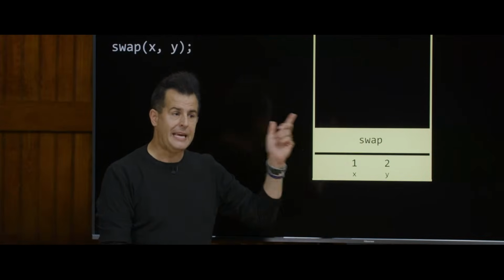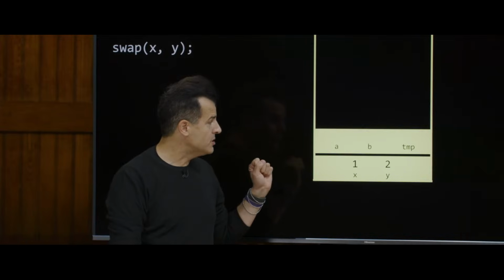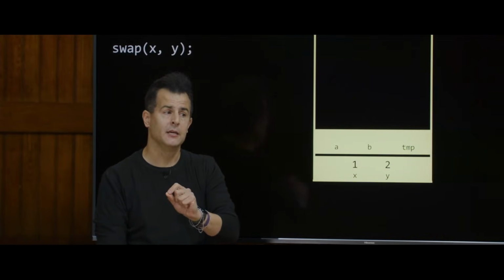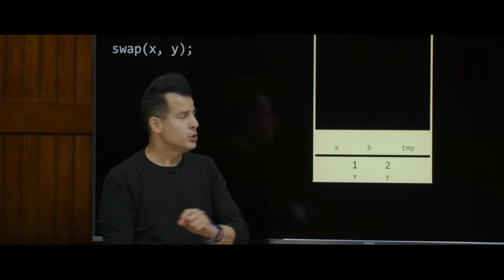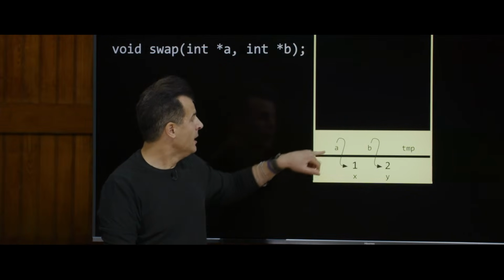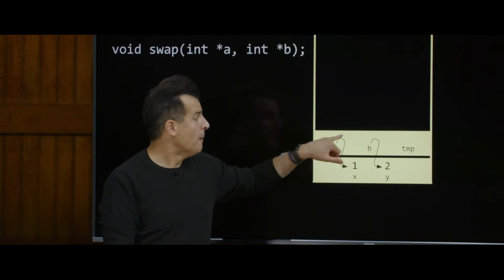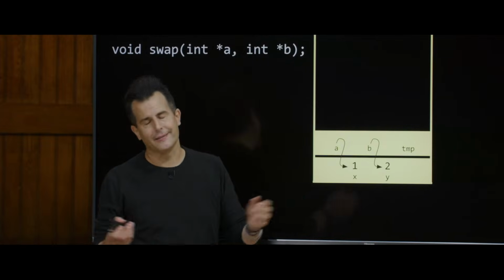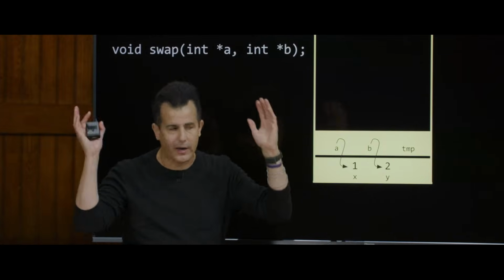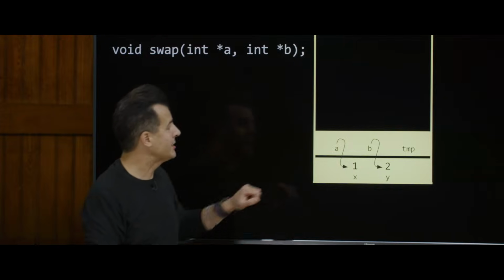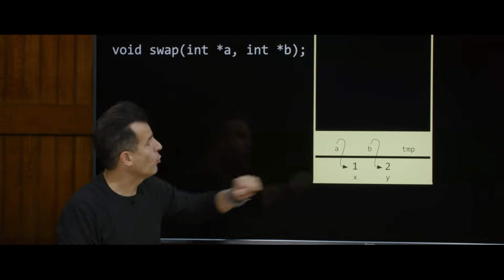Swap gets called. It now gets the values of the address of x and the address of y. So pictorially, we might draw that as follows. A is pointing to x. B is pointing to y. I mean, technically, it's like 0x123 and 0x12 whatever. But who cares? We're just going to abstract it away now with actual arrows or pointers.